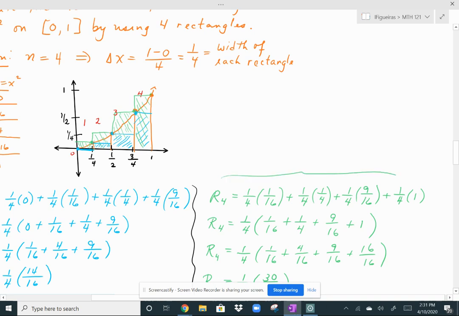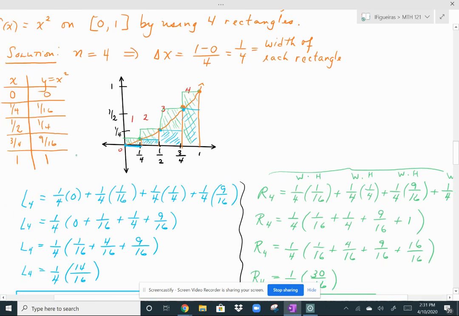R sub 4, R standing for right, 4 standing for 4 rectangles. I have the width times the height for every one of those green rectangles. And so it's 1/4 times 1/16. Then again, the width times the height, 1/4 times 1/4, width times the height, 1/4 times 9/16, and width times the height, that's 1/4 times 1. So those numbers again come from this chart right here. Those are all of the heights. So we started with this one, 1/16, and then we moved down all the way to 1.